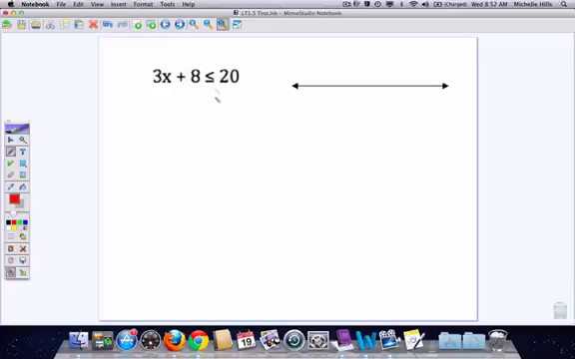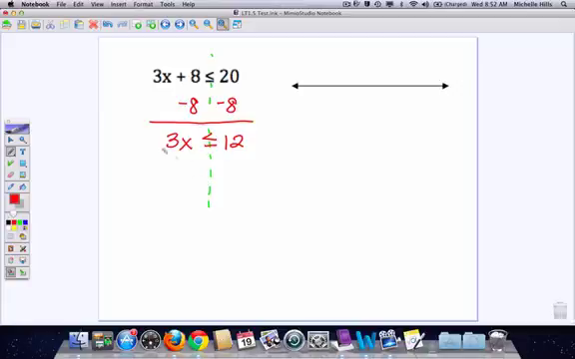Again, this is like a two-step equation, only it's an inequality. I might, if I want to, do that little light dash line down through to make sure that what I'm doing to one side, I'm doing to the other side. To eliminate this constant on the left of plus 8, I would subtract 8 from both sides of the inequality. Addition or subtraction never flips the inequality symbol, so it's still less than or equal to. And I end up with 3x is less than or equal to positive 12, because 20 minus 8 is 12.